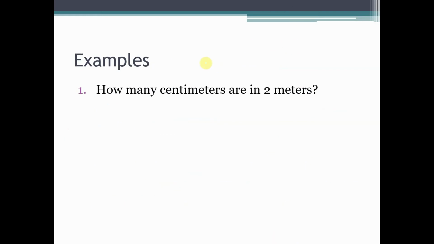First example says, how many centimeters are in 2 meters? So do you remember earlier when I said that some people will find a shortcut that can just sort of hurt them in the long run? You probably can just look at this question and tell me, like, okay, well, miss, there are 200 centimeters in 2 meters. I'm done. Let's move on.